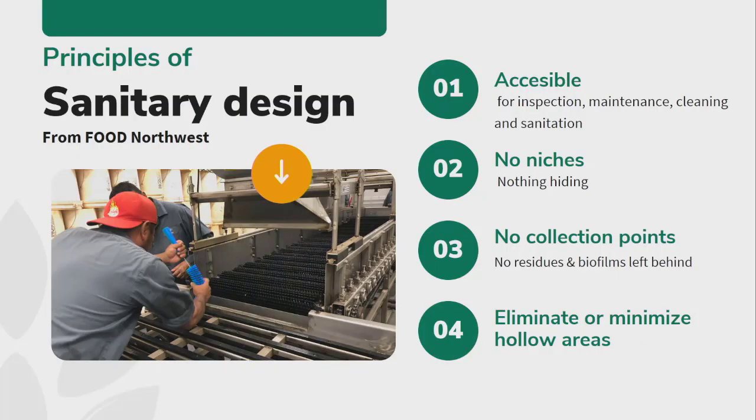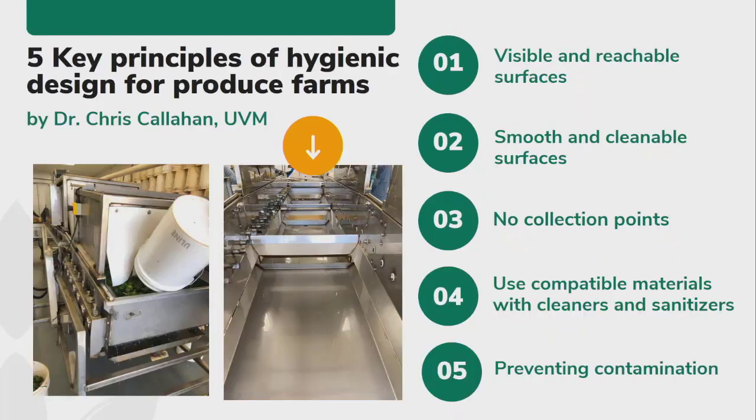So very briefly, I want to show you what the sanitary design principles are. I just want to show you a few, okay? So Chris Callahan, for example, has: make sure that the areas are visible and reachable, so that you can actually see what you're going to inspect; smooth and cleanable surfaces; no collection points; use materials compatible with cleaners and sanitizers; and prevent contamination, just like making sure as you're thinking about the layout of your building and about equipment and your activities in there, okay? So you would use this checklist to apply these principles and figure out where you need to fix things.